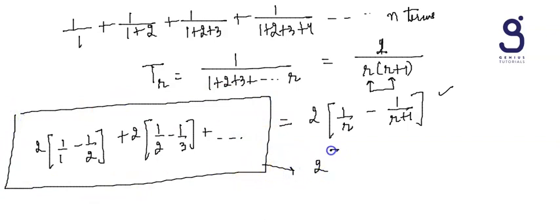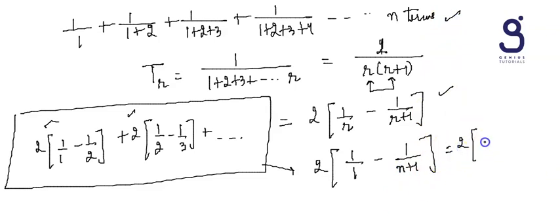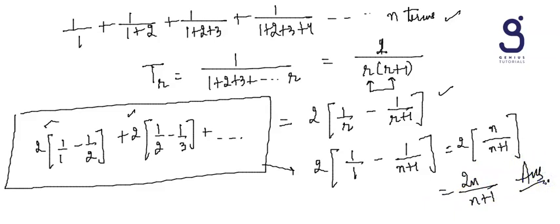What will be the final answer? This 2, you can take common out of this, and we are left with the first term minus the last term. And what will be the last term? 1 upon n plus 1, because we need to find the sum of n terms. So if you take LCM, the numerator will be n plus 1 minus 1, which is n. So the final answer is 2n upon n plus 1. This is the final answer for this question. Okay, I hope this concept of telescopic sequence is clear to all of you.